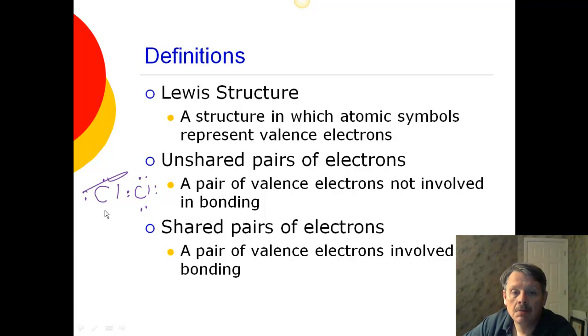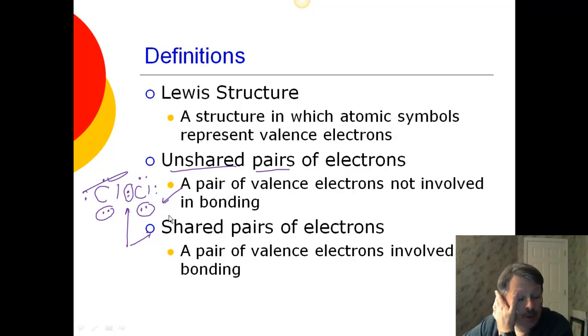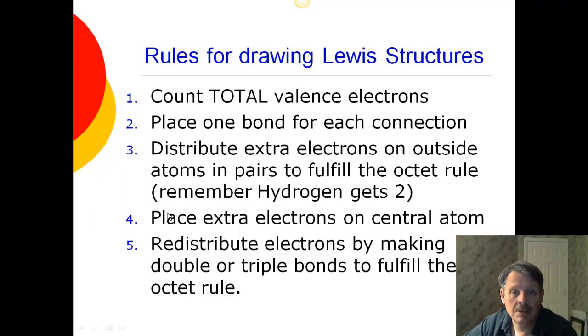Stop it. All right, these guys down here, these are what we call unshared pairs of electrons, because they're not shared with anybody. Now the ones in the middle are clearly called shared pairs of electrons because these are shared. Those are shared, and this guy is an unshared pair. If they're shared between two atoms, they're clearly shared, otherwise they're unshared. That's pretty easy. All right, guys, pause the video, write this down.